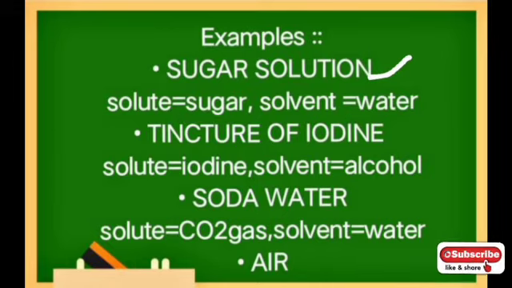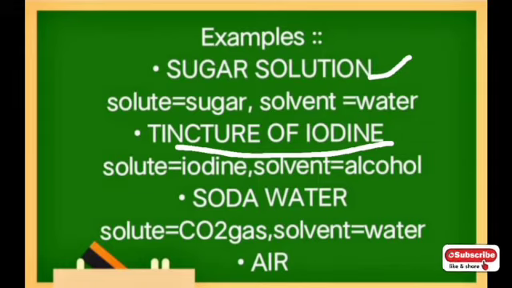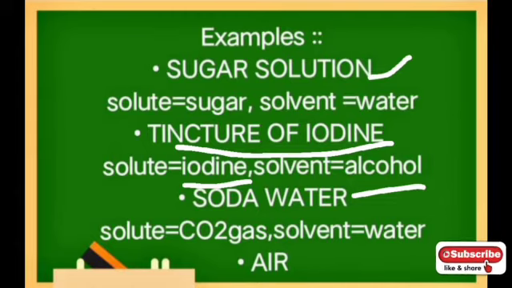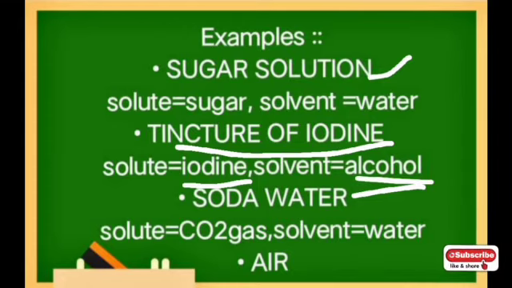Another example of a solution is tincture of iodine. So what is tincture of iodine? It is a solution obtained by dissolving solid iodine particles in alcohol. So in alcohol you add some amount of iodine and you get a solution called tincture of iodine. It is a specific name for that solution. Here the solute is iodine and the solvent is alcohol.